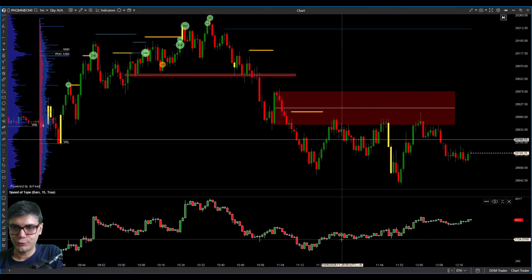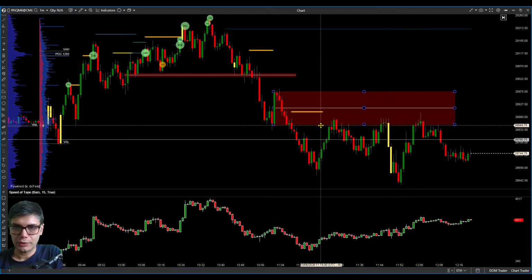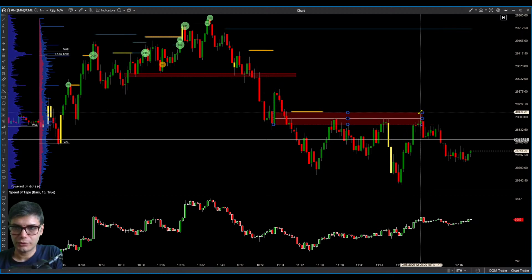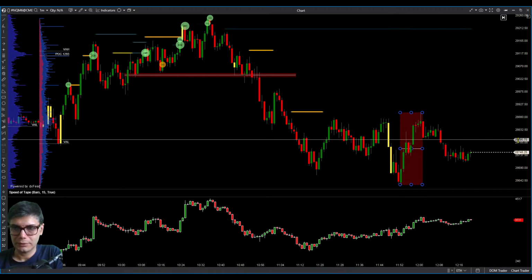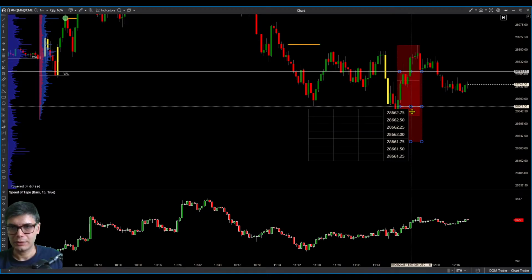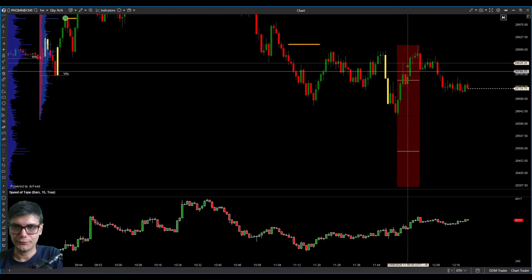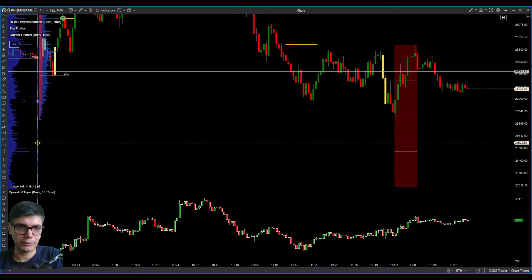Sellers are absorbing all these buy orders, which could result in the price going down at least this much. This is the range. If it goes down, that would be at least half of this range. Half of this range is exactly where these big buy orders are. These big buy orders or big sell orders.